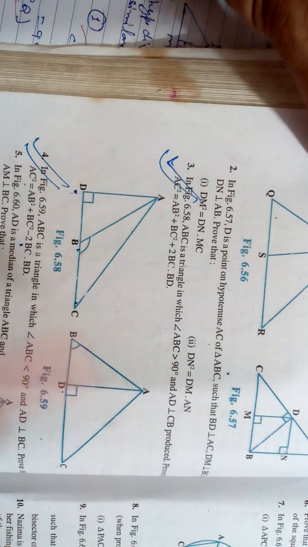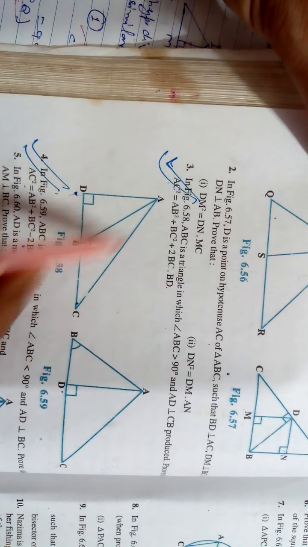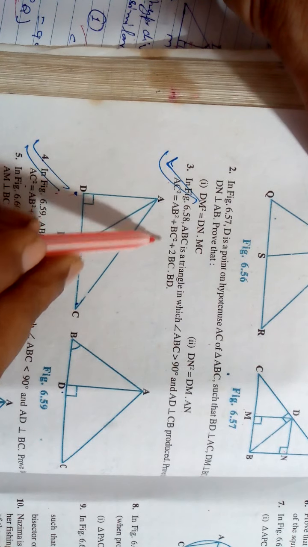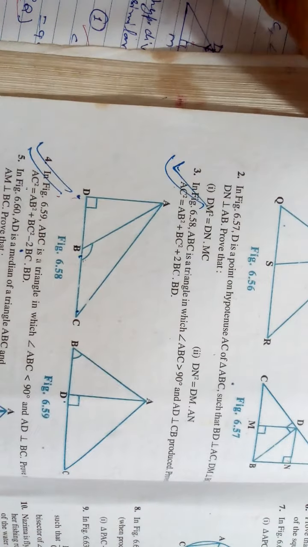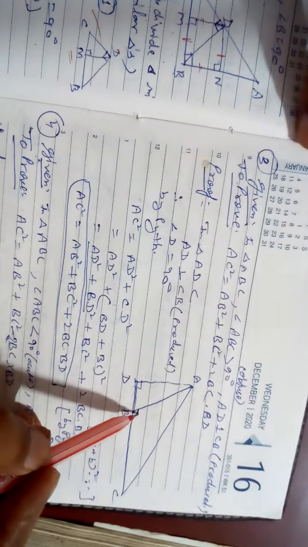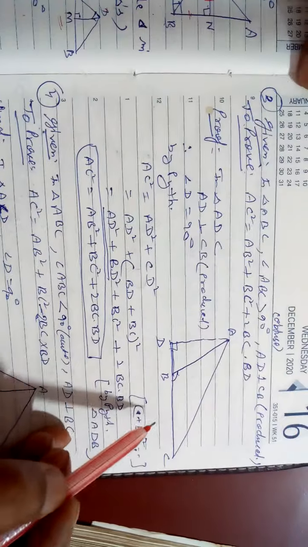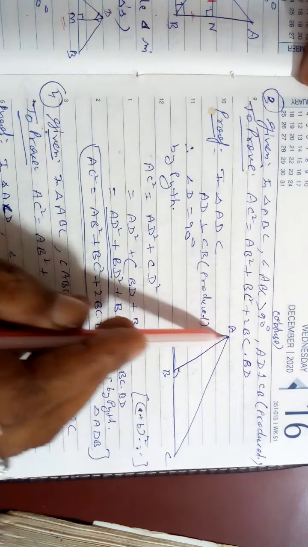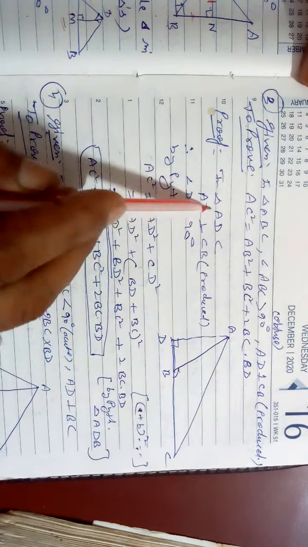AD is perpendicular to this. Prove that AC square equals AB square plus BC square plus 2BC into BD. It is called the obtuse angle theorem. So how will you prove it? Because it is given in the question that angle B is greater than 90, the perpendicular will come outside. So you take a right triangle ADC.